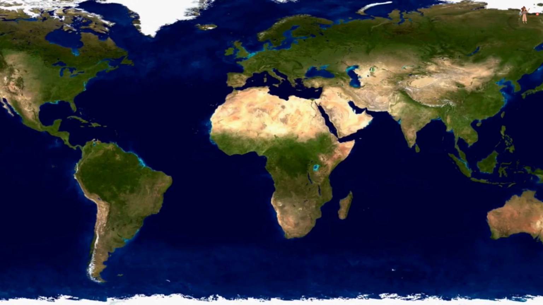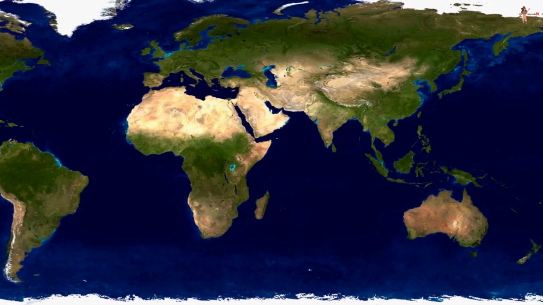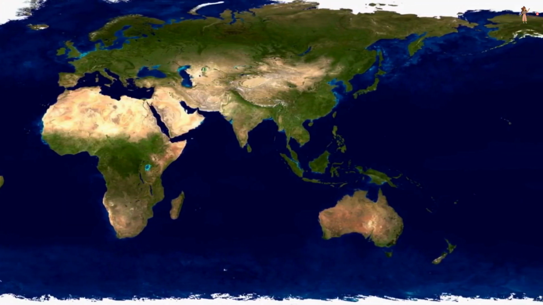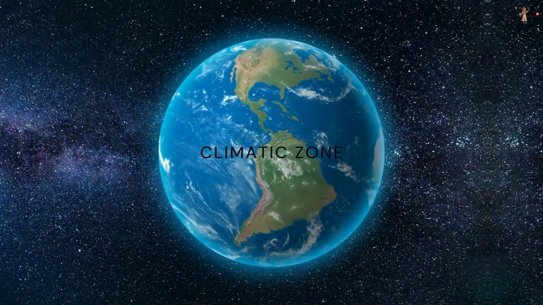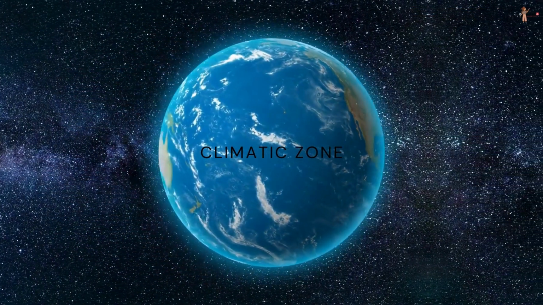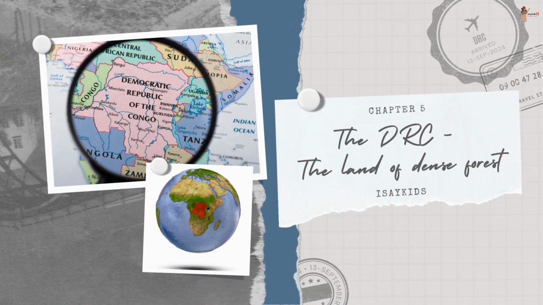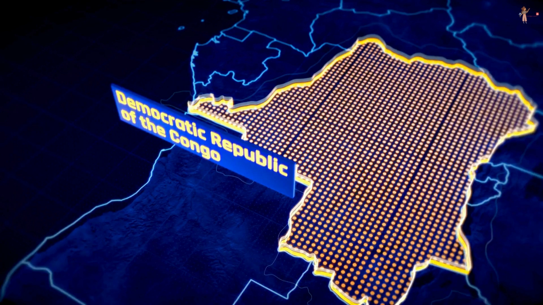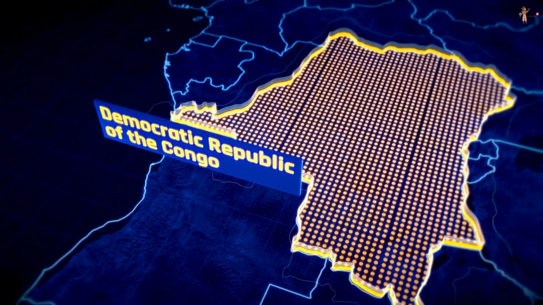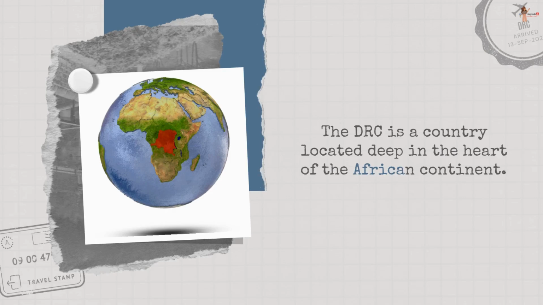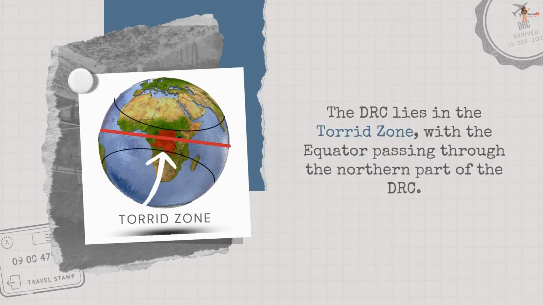If the equator passes through a country, what kind of climate do you expect it to have? Which climatic zone would it be a part of? Let us study this chapter, the DRC, the land of dense forest, to learn about such a country, the Democratic Republic of the Congo. The DRC is a country located deep in the heart of the African continent. It lies in the torrid zone, with the equator passing through the northern part of the DRC.